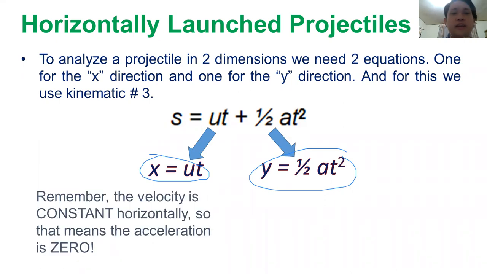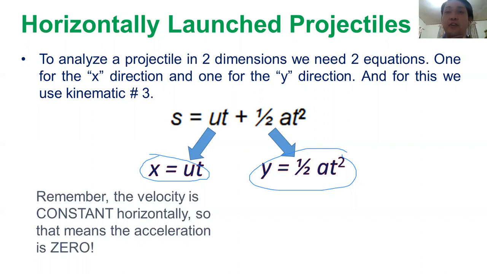So here's the explanation. X component is equal to ut because remember, the velocity is constant horizontally. X is a horizontal component. That means that the acceleration is 0. That's why 1/2 AT squared becomes 0, because the acceleration is 0 since the velocity is constant horizontally. That's why your x component has the equation x is equal to ut, as I encircled.